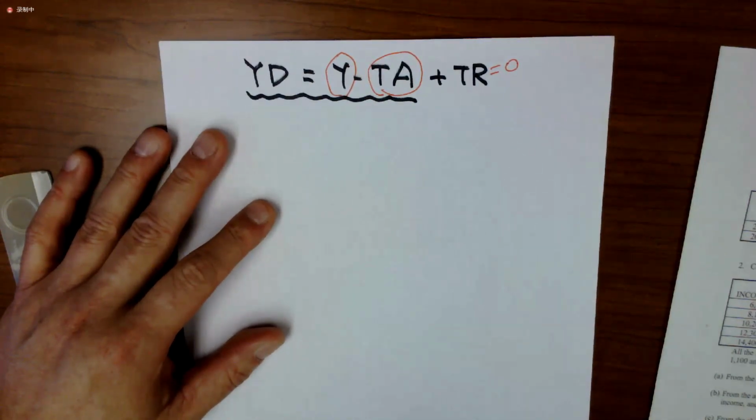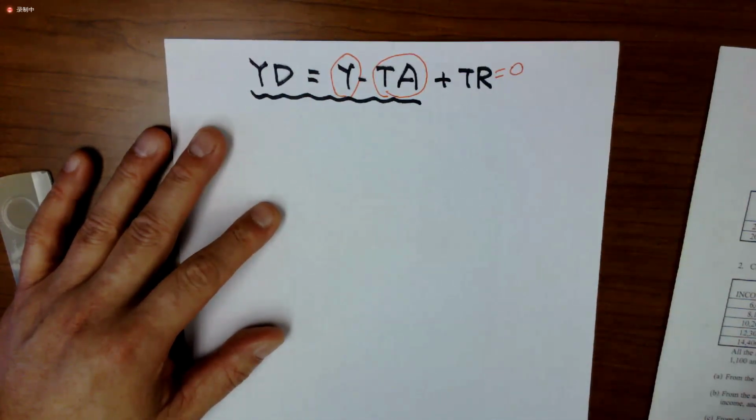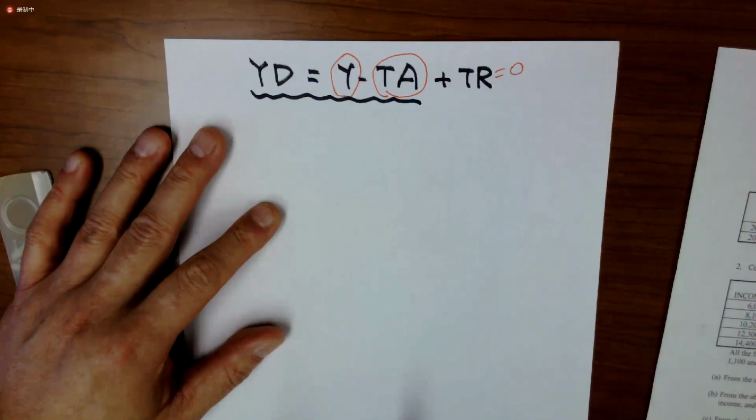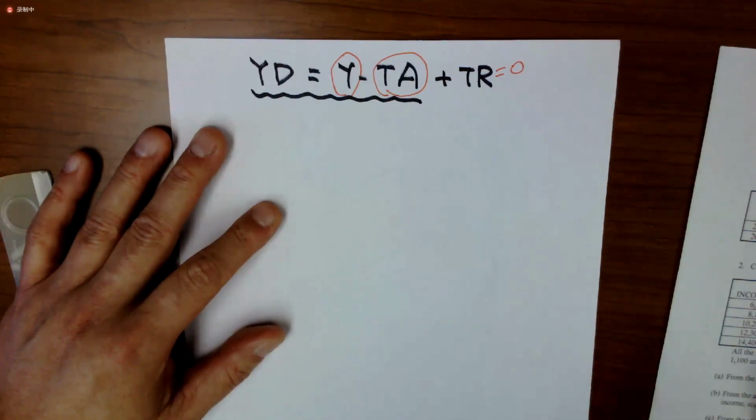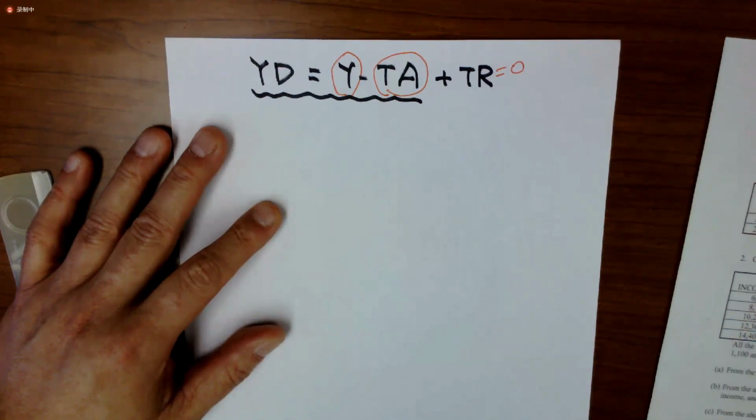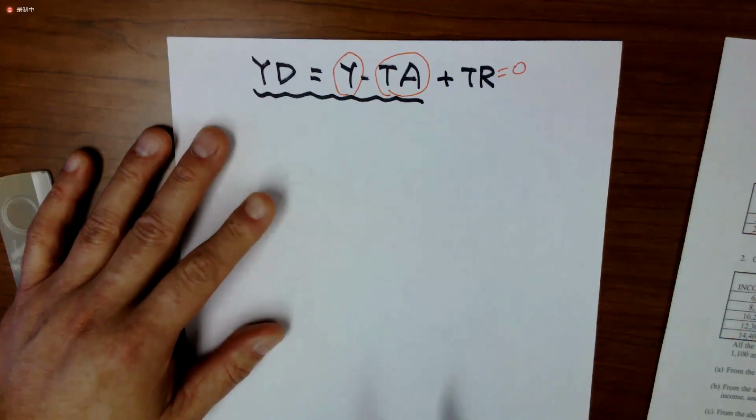You take the first row, income 6,000. Taxes are 600. 6,000 minus 600 gives us 5,400. And then the next 3 columns tell us the values of consumption, C, investment, I, and G, government spending, respectively, at each different level of income.